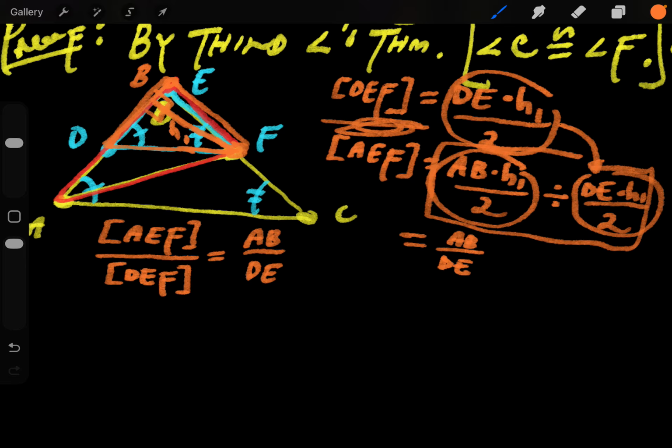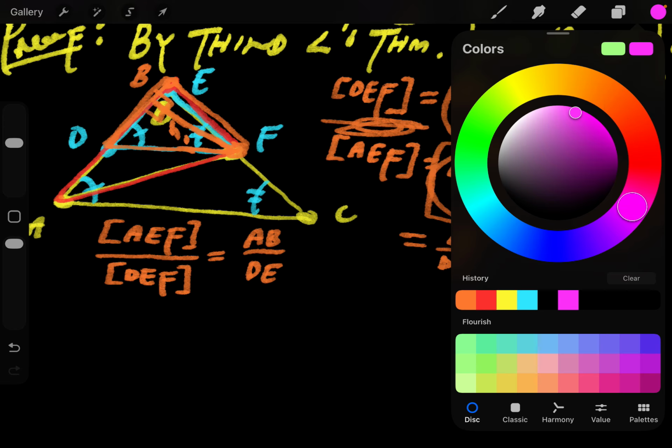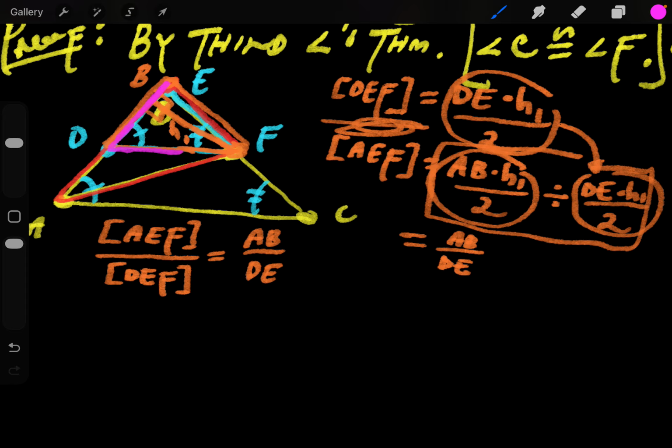Now, if I look again at DEF, this time I want to look at the altitude from here. Let's say this is a height, and this is H2 now, this length right here. And I look at this triangle, and I'm going to call this pink triangle DBC.